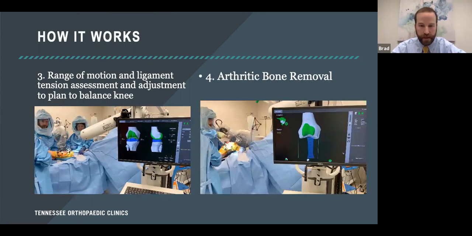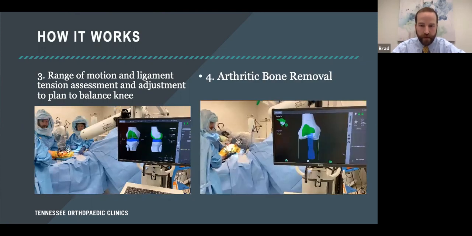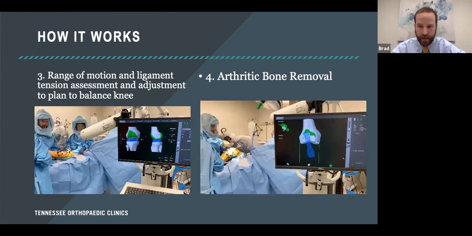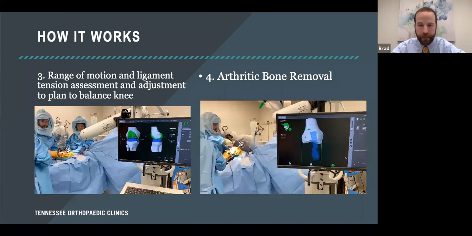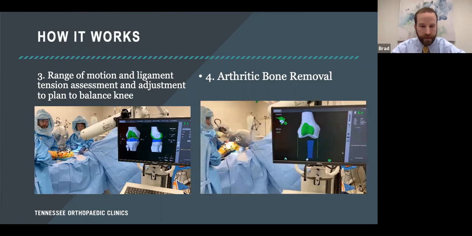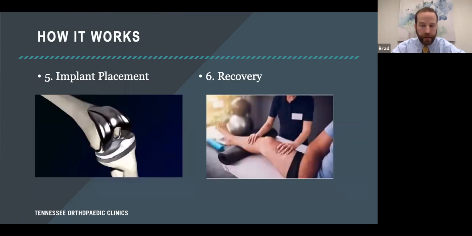So then you can see, as I'm doing here, I'm controlling the robotic arm once I've locked in the plan to remove the bone. And I'm using the screen with the green to show exactly how much I need to remove, and once it's all completed, once all the cuts are made, the implants are then placed. We then reassess the range of motion and then it's off to the recovery room.